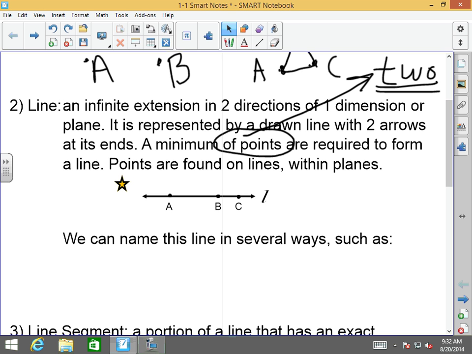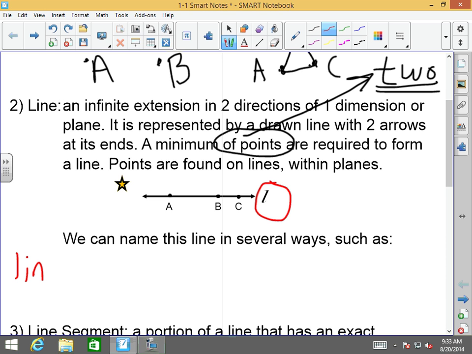Now we can name this line in several ways, my friends. If you notice, let me change colors here so you can really see what I'm talking about. You have this L here. That L can define the line right off the bat. So you could literally say line L. Now, remember that I just finished saying you need 2 points, a minimum of 2 points to create a line.